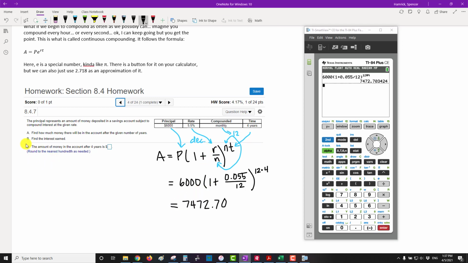And then for part B here, it says find the interest earned. So the interest earned would be very simply just like it was with our simple interest calculation. 7472.70 minus the $6,000 of initial investment, which hopefully you can see without a calculator is 1472.70. All right, and so that's a very basic example of compound interest.